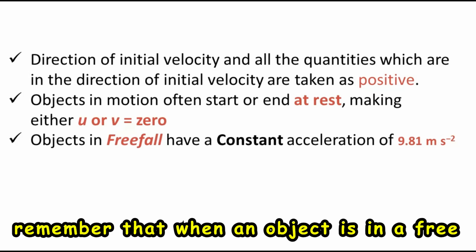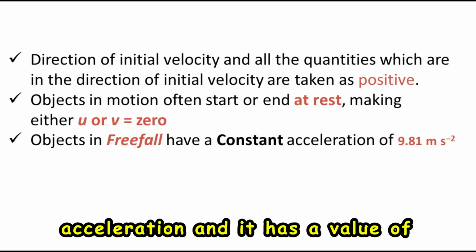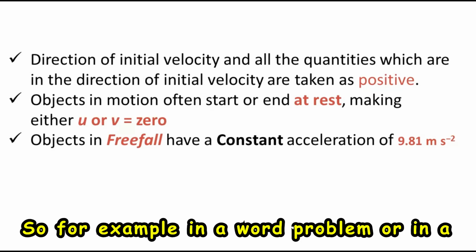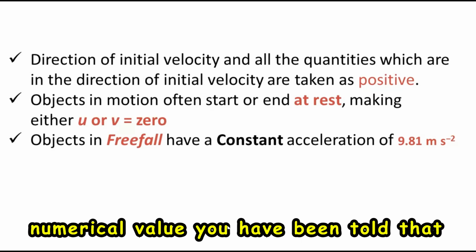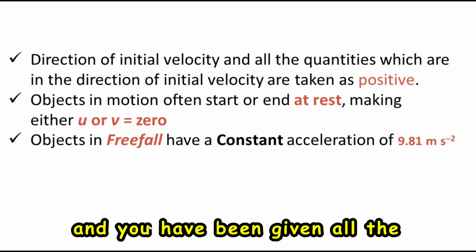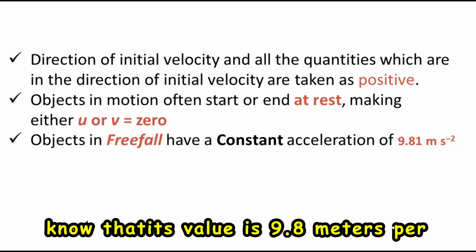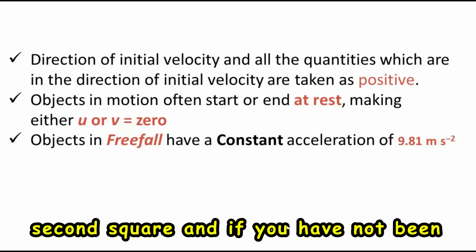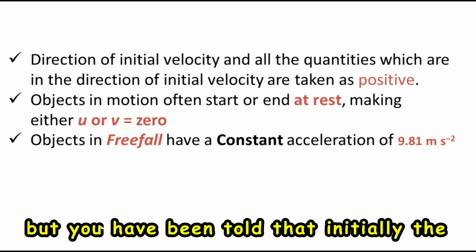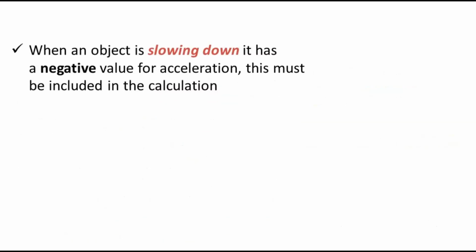Also remember that when an object is in free fall motion, it has a constant acceleration with a value of 9.8 meters per second squared. So for example, in a word problem or a numerical, you have been told that an object is falling in free fall motion and you have been given all the values, but you have not been given the value of the acceleration. So you have to know that its value is 9.8 meters per second squared. And if you have not been told the initial velocity of the object, but you have been told that initially the object was at rest, you should know that the initial velocity is 0.